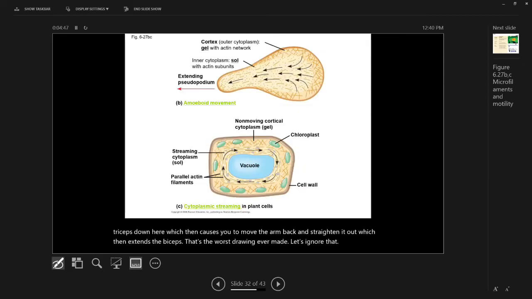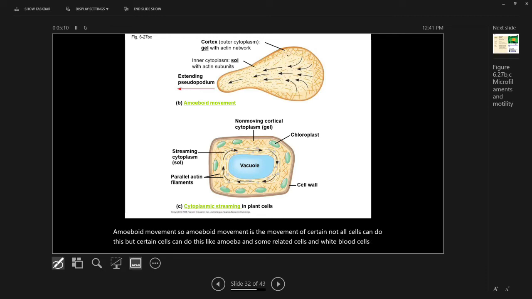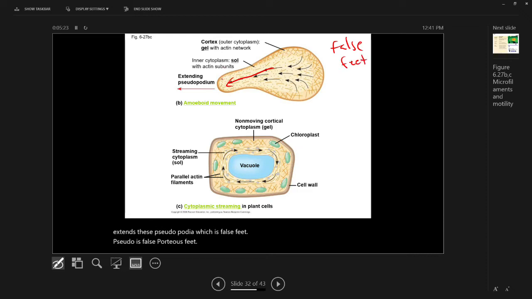All right, some more functions of actin microfilaments. One of them is amoeboid movement. So amoeboid movement is the movement of certain cells, not all cells can do this, like amoeba and some related cells, and like white blood cells, where what happens is the cell shape literally will change in order for the cell to move. So it extends these pseudopodia, which is false feet. Pseudo is false, podia is feet. It extends those in the direction that it wants to move.